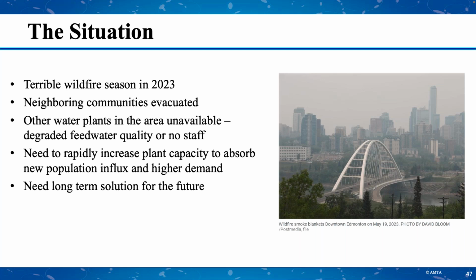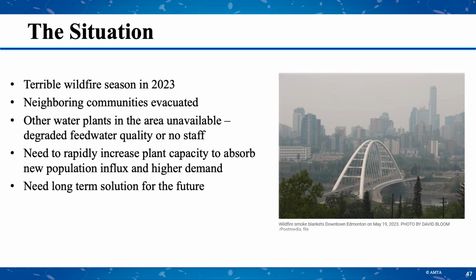We're talking about conventional plants that were unable to absorb the ashes and the changes in feed water quality, and so they had to shut down the other conventional plants. That, and also the staff was evacuated because the community was on fire, so there was just no other water sources in the area. So there was a large influx of population to absorb from that community, resulting in temporary camps, refugees, people in hotels and everything. So the population increased dramatically, leading to a much higher demand.